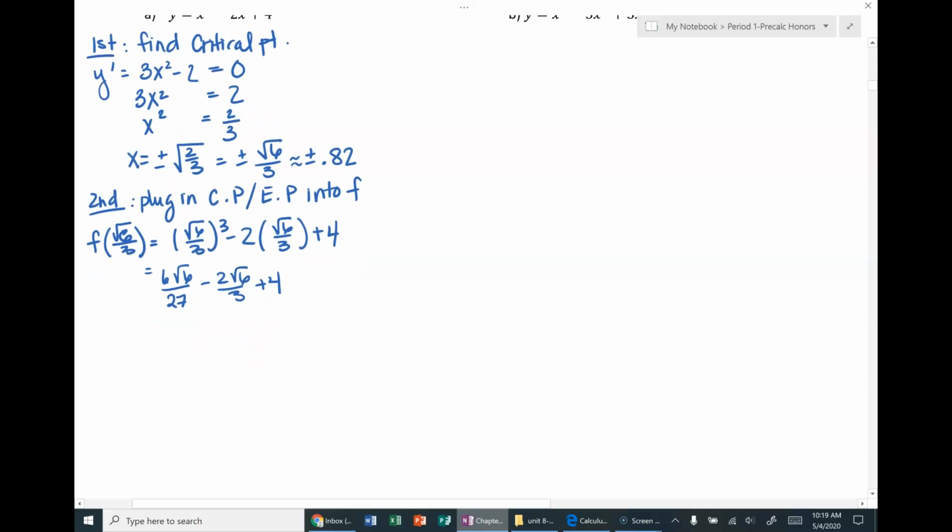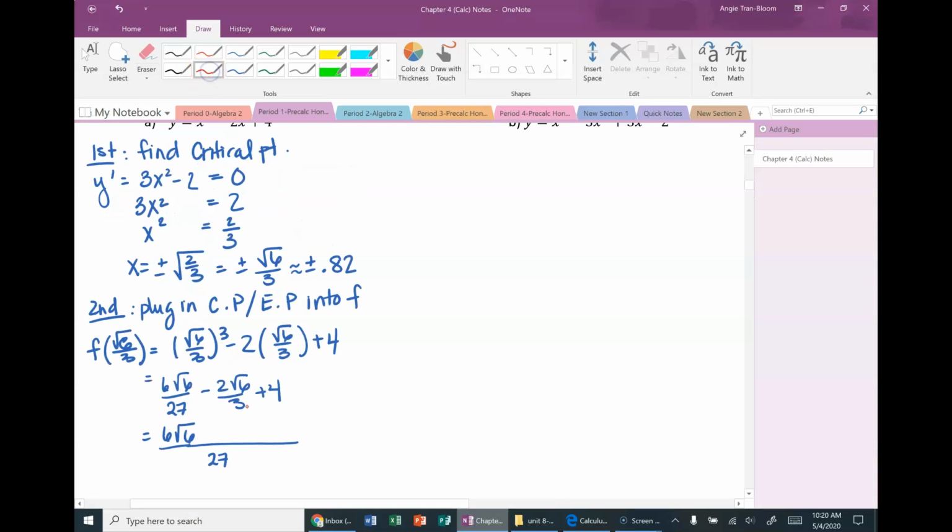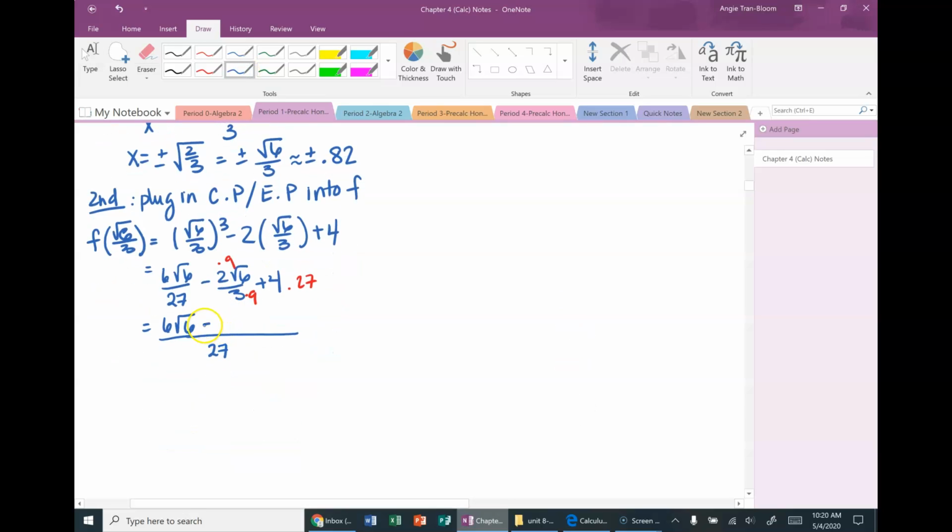Since the common denominator is 27, let's make them all into a denominator of 27. So what that means is I'm going to multiply this guy by 9, and this one by 27. That will give us minus 18 rad 6, and 4 times 27 is going to be 108. Now we have a negative 12 rad 6 plus 108 all over 27.